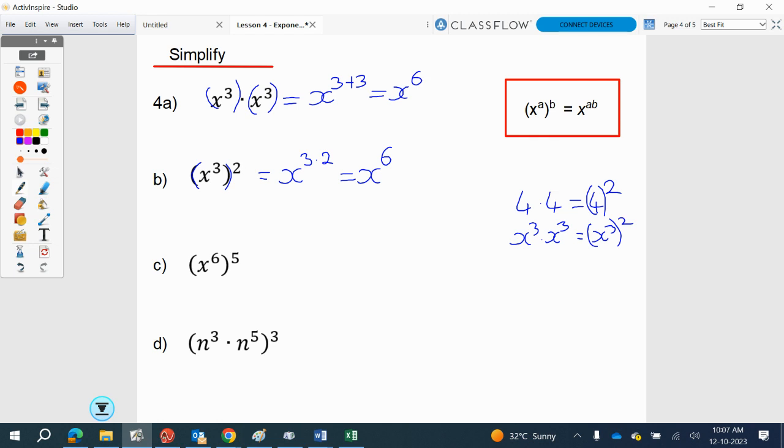So let's use the power law for C and D. What's the power law for C? Have a go at it. Give other people time to have a go at it. Try and write something down on your piece of paper, Raphael.